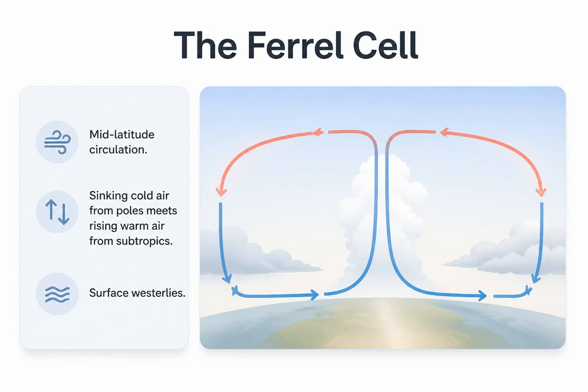Moving into the middle latitudes, we find the Ferrel cell. This cell is driven by the interaction of the other two cells. Here, the circulation consists of sinking cold air coming from the polar regions, interacting with the warmer air blowing poleward from the subtropical high. When these air masses meet at the surface, the warmer air is forced to rise. The surface winds in this mid-latitude cell blow from the west to the east and are therefore known as the westerlies.